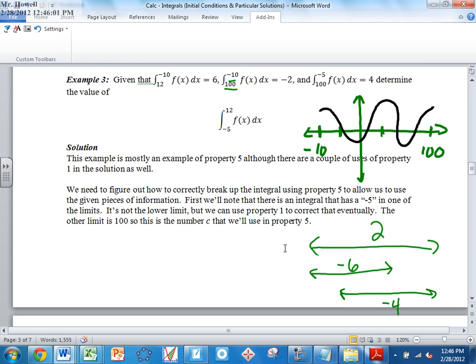So what I want to think about is this. You're trying to find the area from negative 5 to 12, which is really from here, negative 5, to here, which is 12. So your goal is to find the area between those two arrows. We know the whole area is 2, we know this portion is negative 6, we know this portion is negative 4. The question becomes, what is this area in between? Does everybody see visually what we're doing right now?